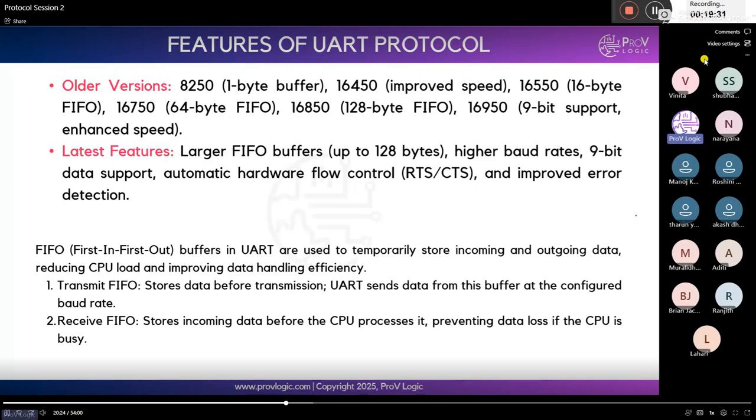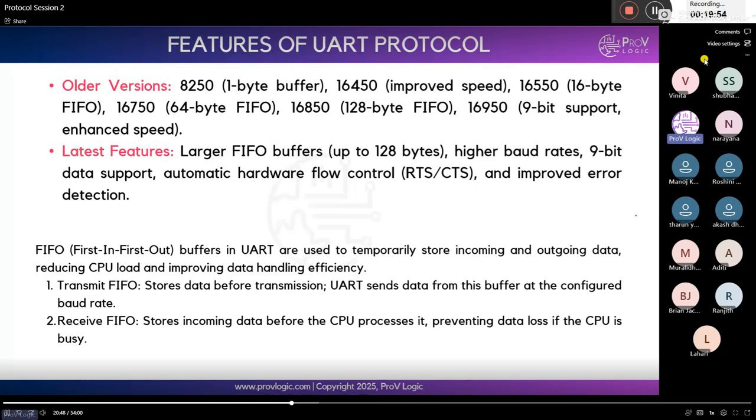Okay, so like this. Later on, same versions, but increased in buffer sizes, from 1 byte buffer to 128 byte buffers, and also higher baud rate. We included a higher baud rate technology, and also RTS, CTS.